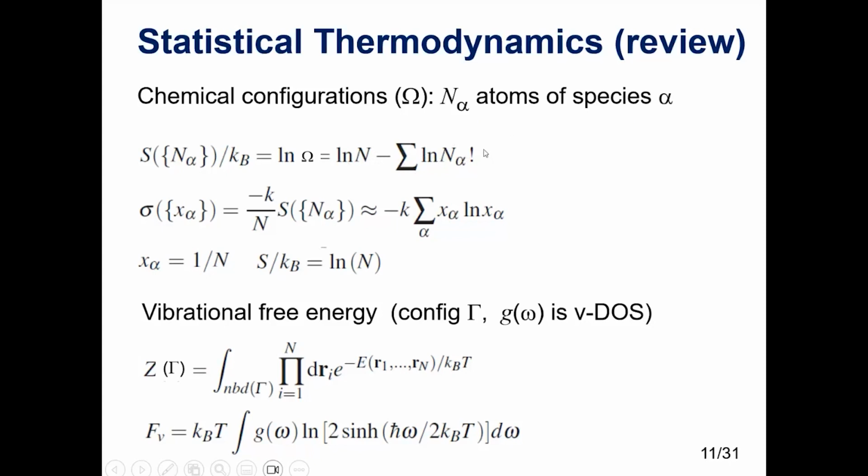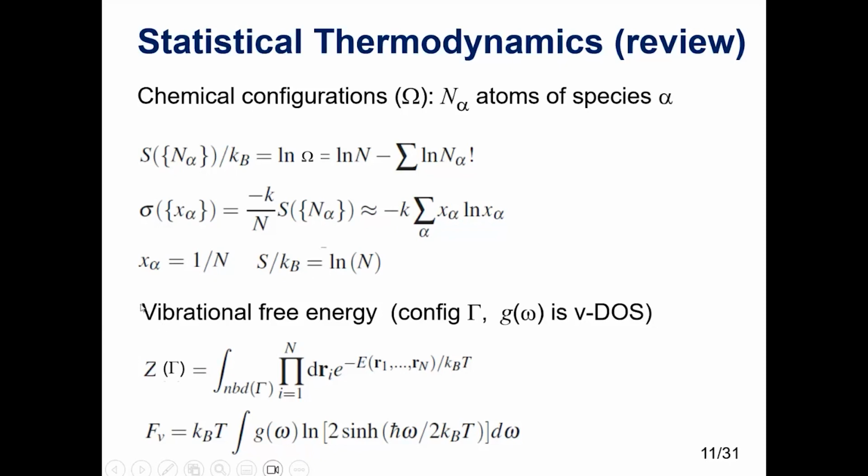That is the log of the combinatorial factor, which is the entropy. And applying the Stirling approximation for the factorials, that just simplifies into minus k Boltzmann times the sum over alpha of x alpha log x alpha. In the particular case, if we had equal numbers of species, then that would just give us log of n.